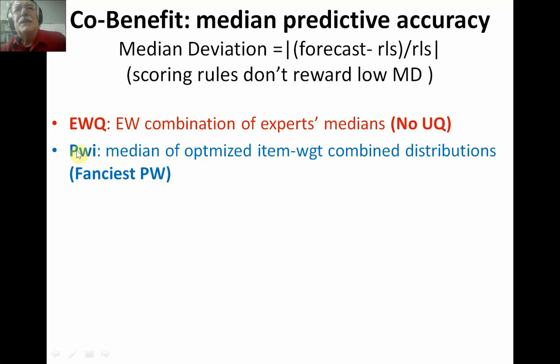The alternative is called PWI, and this I indicates that there is a certain flavor of performance weighting that's being chosen here, and I'm not going to go into that here. That's all in the supporting documentation. But what we do is the following. We take an optimized performance weighted combination of the experts' distributions, and then we take the median of that combined distribution. Now we want to compare the median deviations variable-wise for these two forecasting methods.